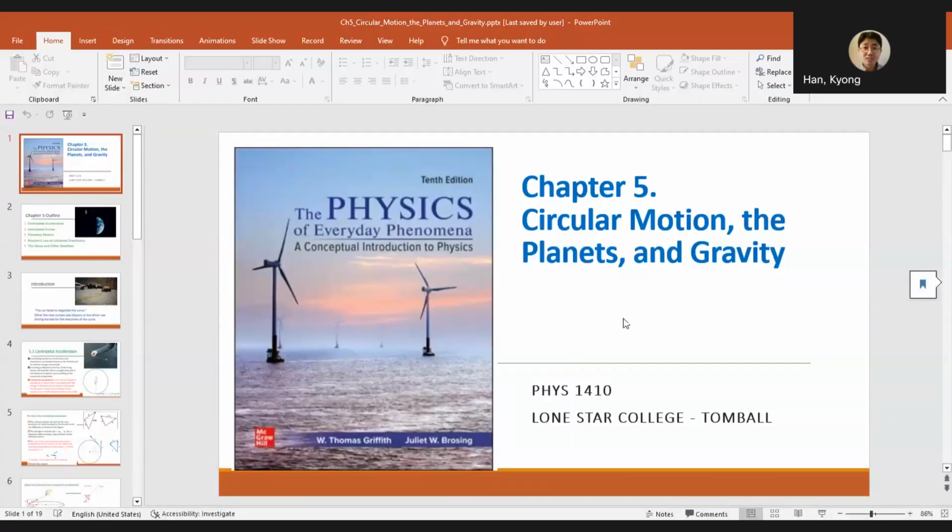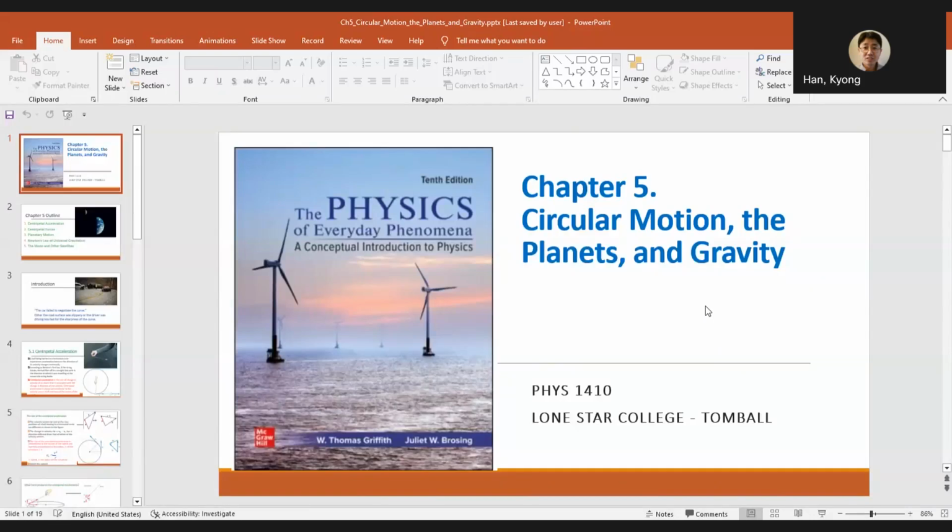I'm going to explain chapter 5, circular motion, the planets, and gravity. Let me share the slide. This one. This is, I think, obvious. You can see, maybe. Chapter 5 is circular motion and planets.